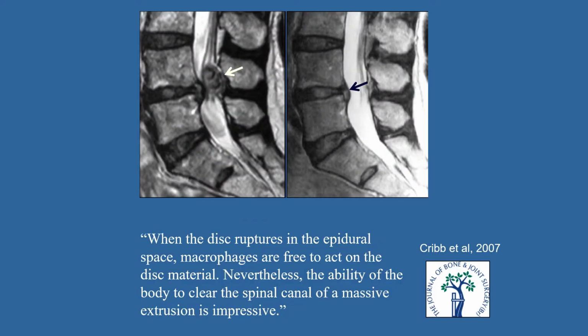And other authors have looked at this same phenomena. In this particular case here, this is an MRI image on the left of an extruded disc with a sequestered fragment. That's the white arrow, meaning that a disc fragment has broken off and now it's in the canal. And then we see the image 6 months later where that herniation has essentially resolved and the sequestered fragment is now gone.